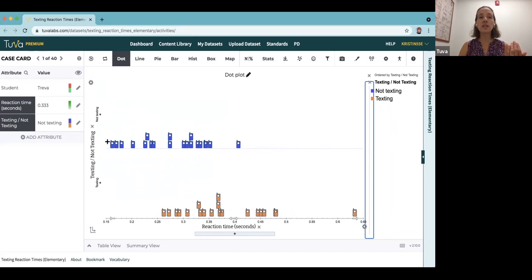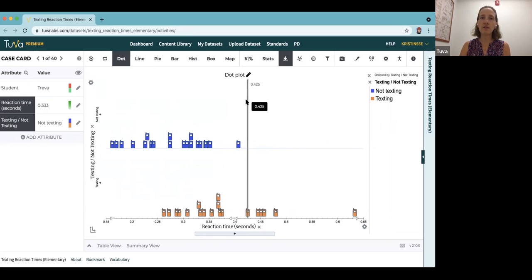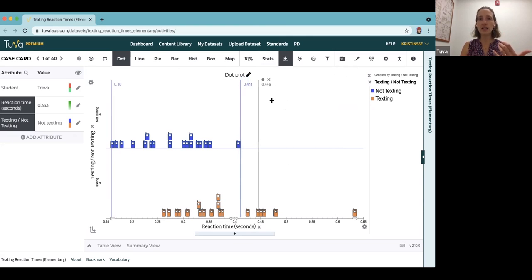Okay, so when we first look, we can see these data points are kind of spread out, but let's add some reference lines to give ourselves an even better way to eyeball what's going on. And we can change the color to match up with these lines. So when they're not texting, it looks like their reaction time ranges from about 0.16 seconds to about 0.41 seconds. We're getting some information to help us better eyeball using the data to answer this question.